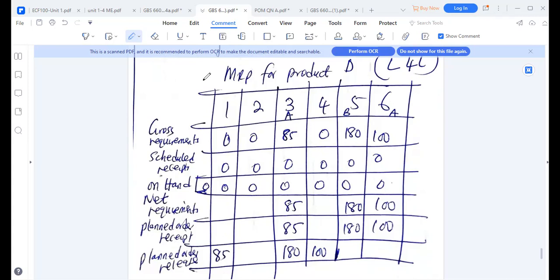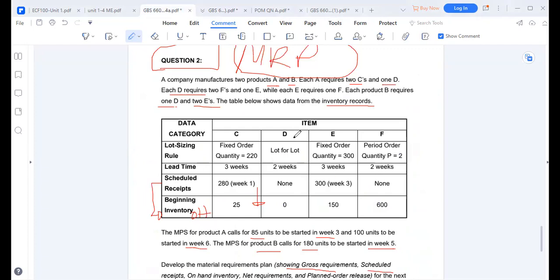Then for the scheduled receipts, we have to check the inventory status file for D. For D, we are using lot for lot. The on-hand is 0, and the scheduled receipts are 0 as well. The lead time is 2 weeks. So as we check there, no on-hand, no scheduled receipts, but we have lot for lot. Lot for lot means you order the net requirements. The fixed order quantity means even if the requirement is less than that, you order the fixed amount of units.